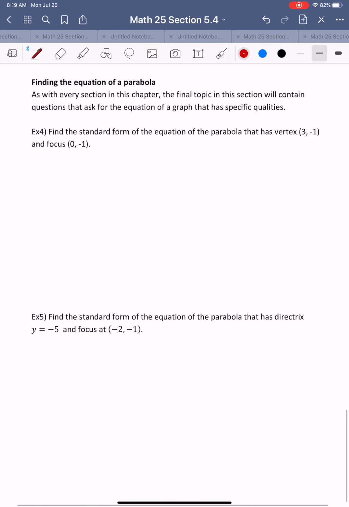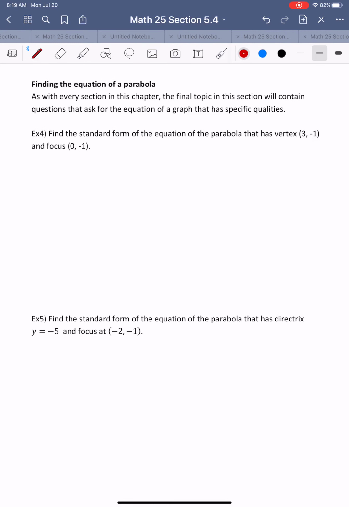All right, next page. Find the equation of a parabola. As with every section in this chapter, the final topic in this section will contain questions that ask for the equation of a graph that has specific qualities. So example 4, find the standard form of the equation of the parabola that has a vertex of (3, -1) and a focus of (0, -1).